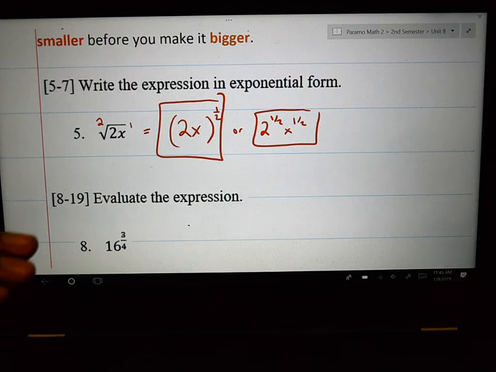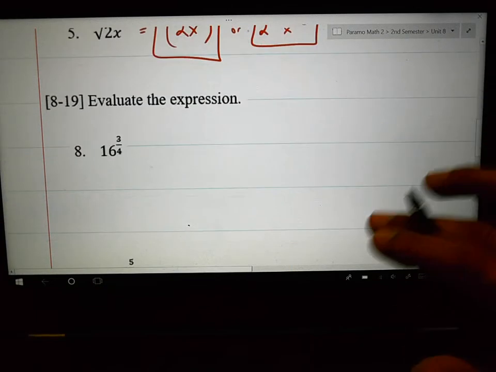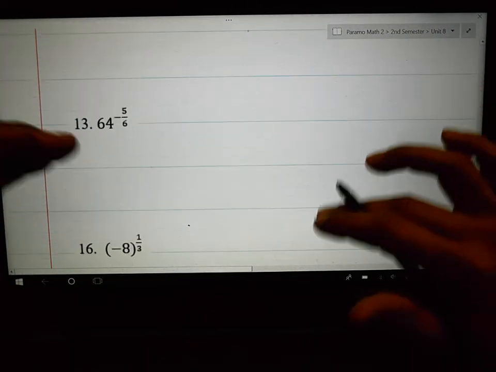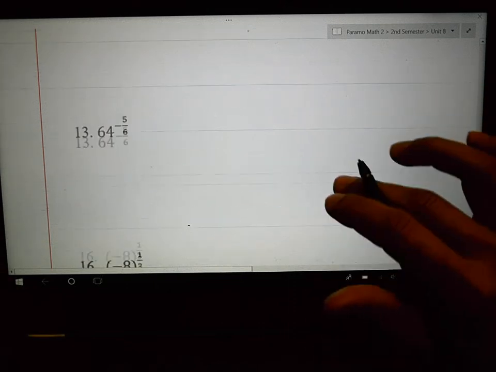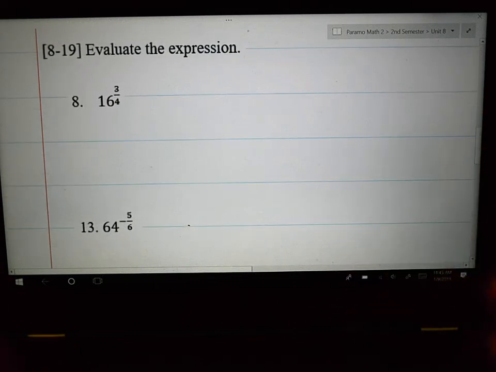But that's not what the majority of your problems are going to look like. They're going to look like number 8 and number 13 and number 16. Let's look at these kind, because this is what you have to know how to do. Let's look at number 8. Let's do this one together, because you may get lost if you're not paying attention.